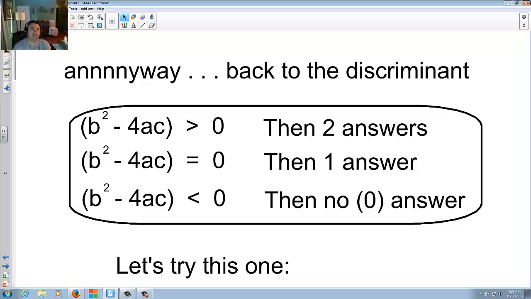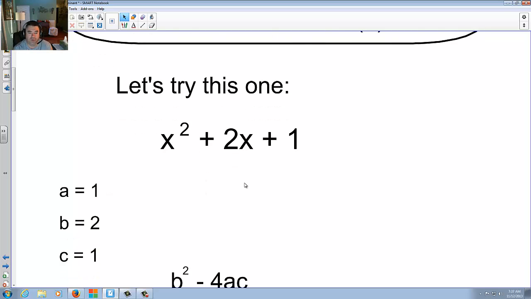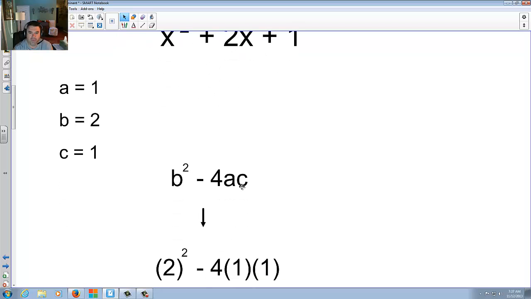Anyway, back to the discriminant. So again, if b squared minus 4ac is greater than 0, 2 answers, equals 0, 1 answer, less than 0, no answer. Let's try this one. X squared plus 2x plus 1. So a is 1, b is 2, c is 1. B squared minus 4ac, b squared, which is 2 squared, which makes 4, minus 4 times 1 times 1.